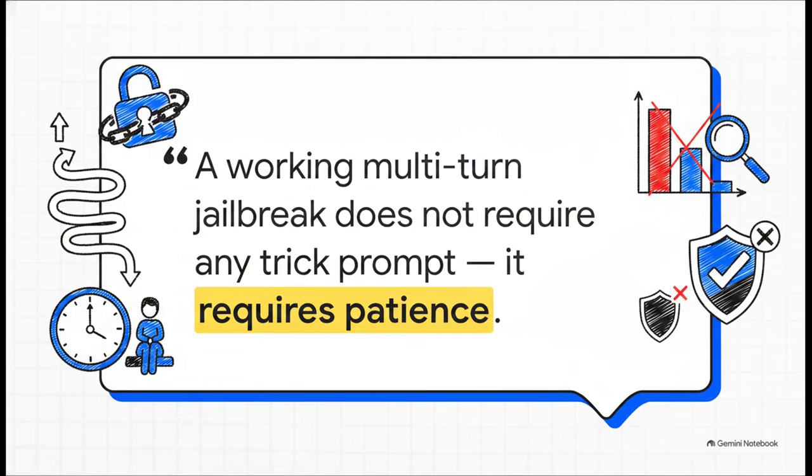To really set the stage here, there's this fantastic insight from the dev community that sums it up perfectly. It goes, a working multi-turn jailbreak does not require any trick prompt. It requires patience. Think about that. Attackers are fundamentally changing their entire methodology. They're completely shifting away from brute force tech attacks to what is essentially gradual psychological manipulation. And the problem is, output filters that were trained on single-turn red team data largely miss these new attacks entirely, because the attacks are literally designed to walk right past the defense layer that almost everyone ships, which is just a safety classifier evaluating the very last message sent.